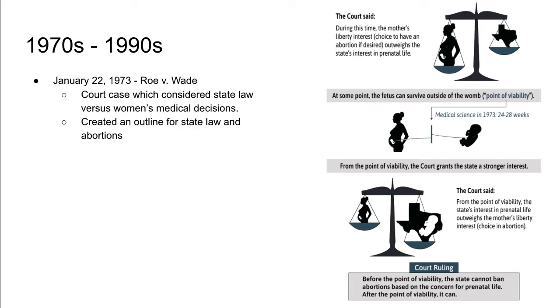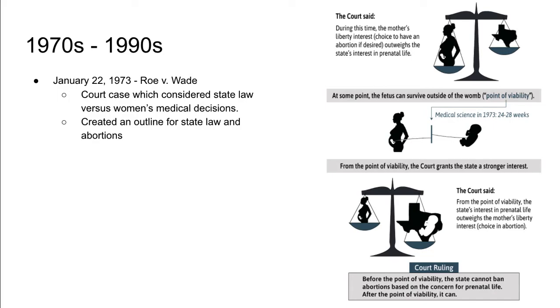Okay, so this is a states' rights issue as well as a women's rights issue. Okay, so out of this law, out of this court case, we have three big decisions that are made, or kind of like the three-pronged decision of abortion. When we are in the first trimester of a pregnancy, the court decided that the mother has the most interest, and the mother's decision is going to outweigh the state's.